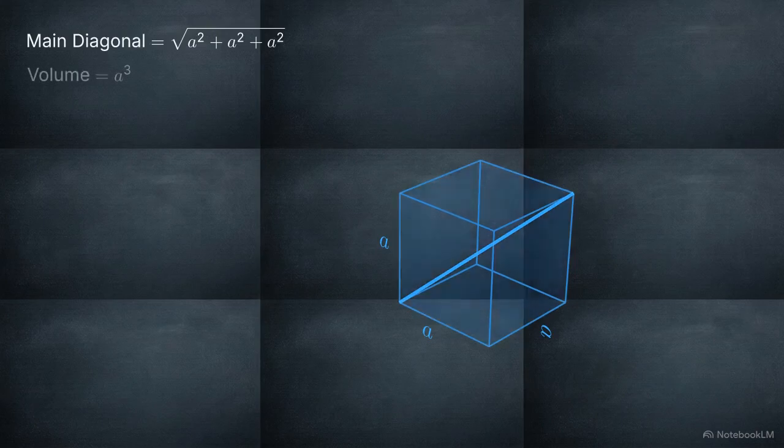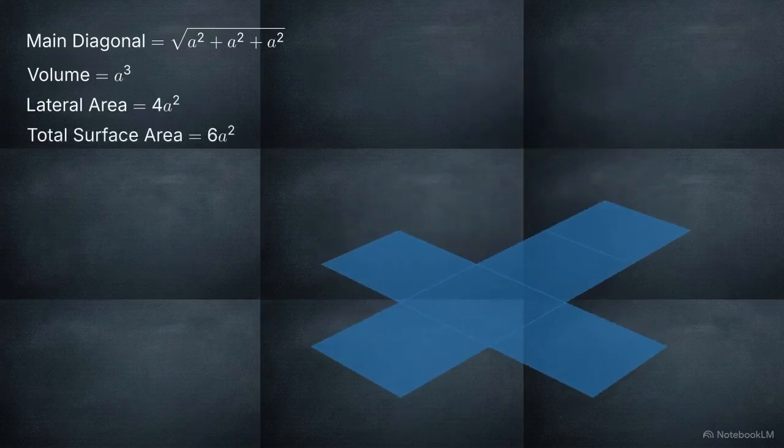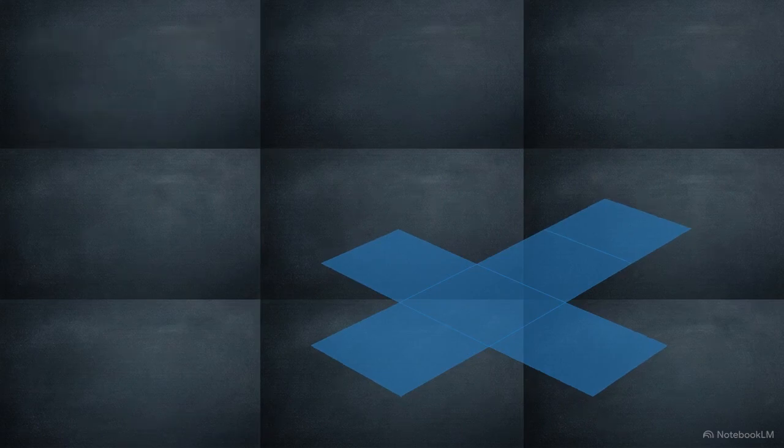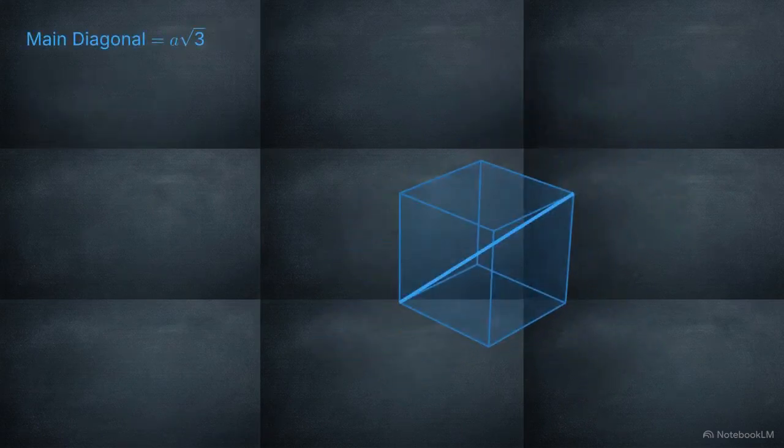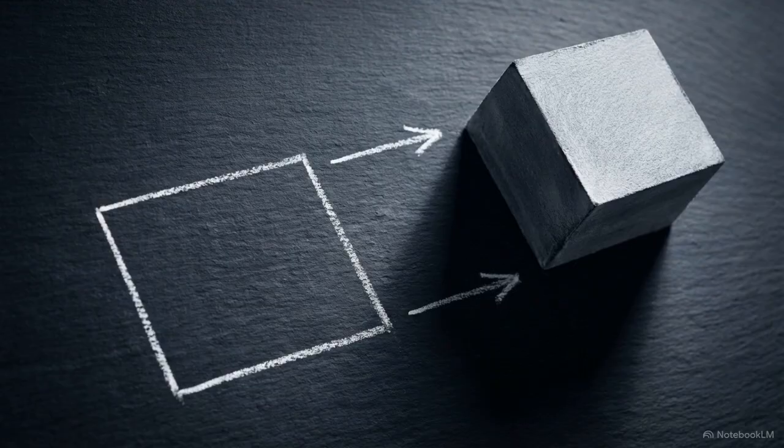When all 3 dimensions are equal to A, we have a cube. The cube's volume is A cubed. Its lateral area is 4A squared, and its total surface area, the 6 faces combined, is 6A squared. The main diagonal of a cube is consistently side A times the square root of 3. These 3D prisms show how 2D straight-edge math scales when projected into a 3rd dimension.